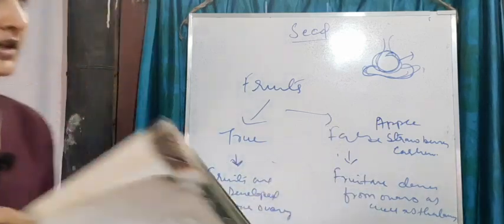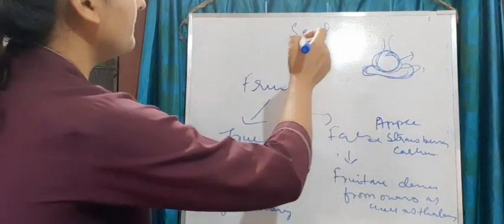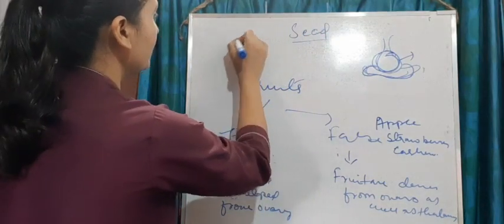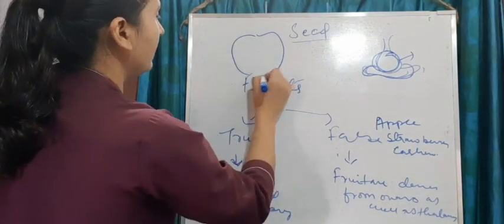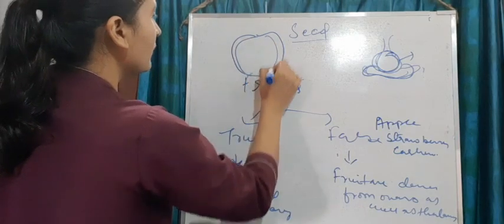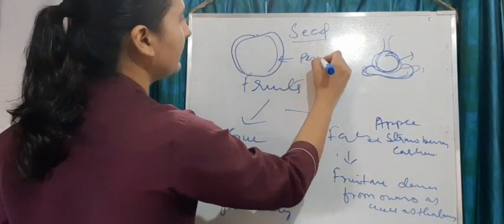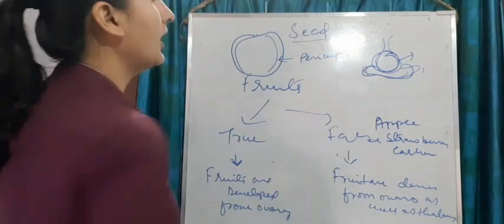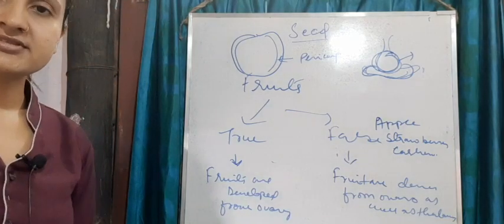Now let me tell you one more. The pericarp, suppose this is apple, this outer fleshy layer is called a pericarp. All right. I hope this is clear to you.